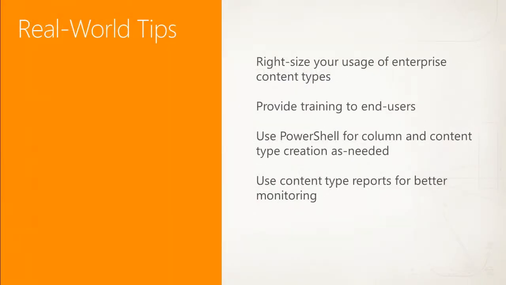Real-world tips, again: right-sizing your usage of enterprise content types, or just content types in general, and then providing training to end users is a big deal. You don't have to provide as much training if you use the right-sized approach. If you just use content type hub syndication, and don't tell your users that they're read-only, but they can actually change them to write and get clobbered later, you might not find out for a year because they've changed it to write mode. They're enjoying life.